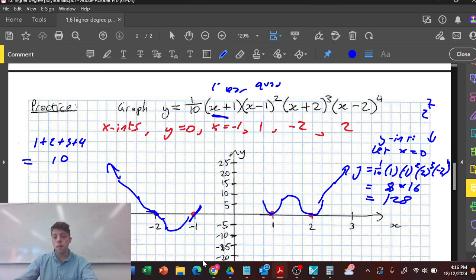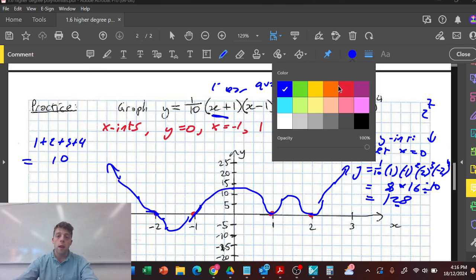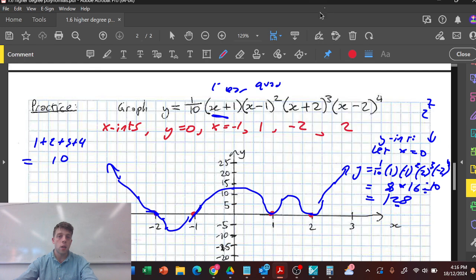Don't forget, we're dividing everything by 10. So this is going to be 12.8 in the end. Divide that by 10, 12.8. Okay, so 12.8 is going to be somewhere around here. So we can just draw our line like this, and whenever you draw a graph of this nature, we always need to make sure that we label the coordinate pairs of each of our points of interest.